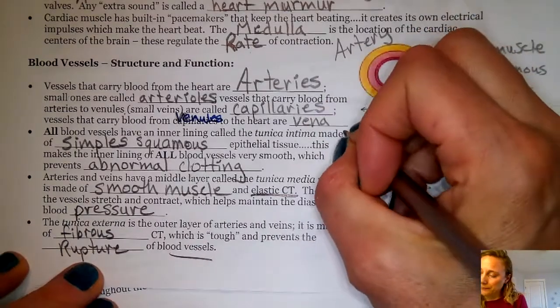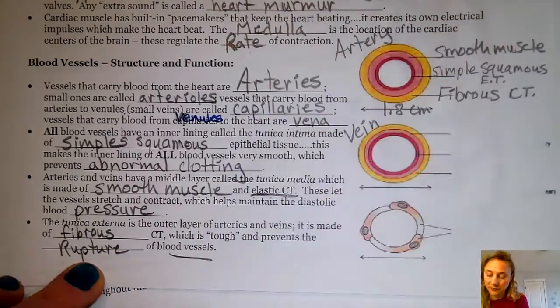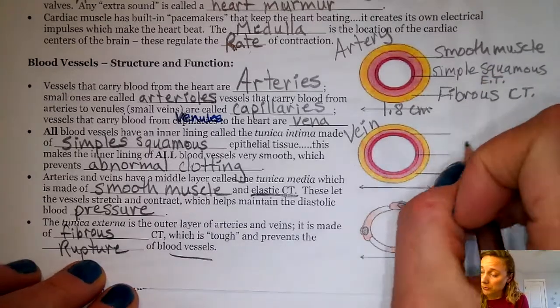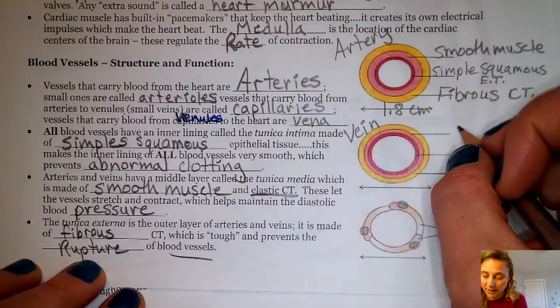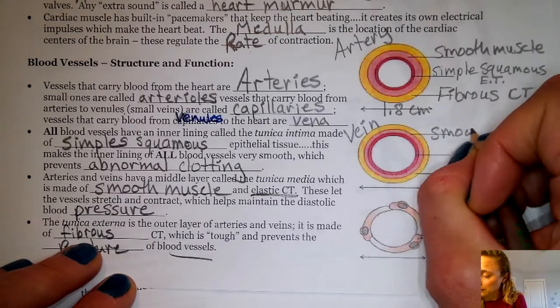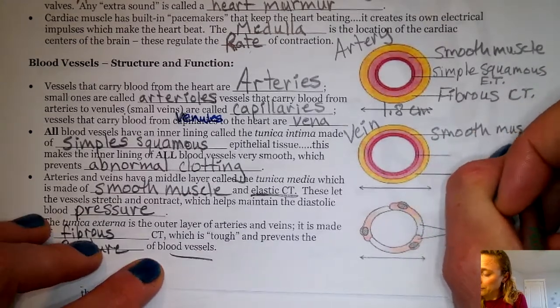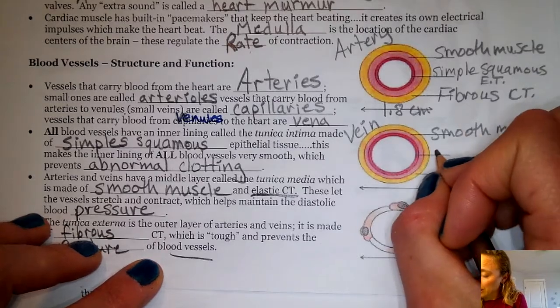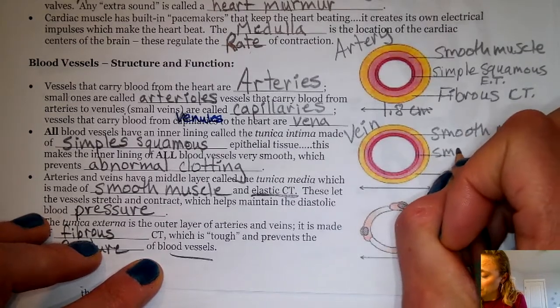Now here, this next one is a typical vein. It's got the smooth muscle. It's got everything the artery has, but as you can see, it's got less smooth muscle and less fibrous connective tissue. You can kind of see that. Here's your inner layer, simple squamous.